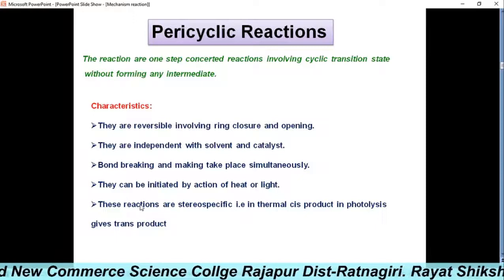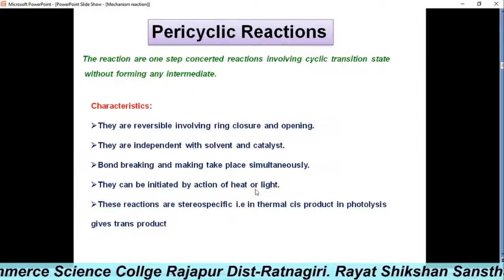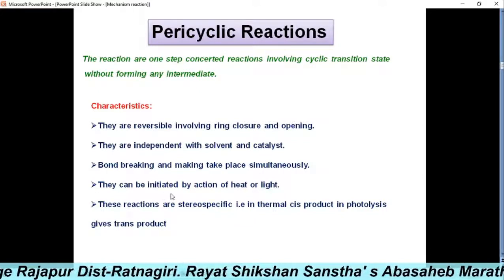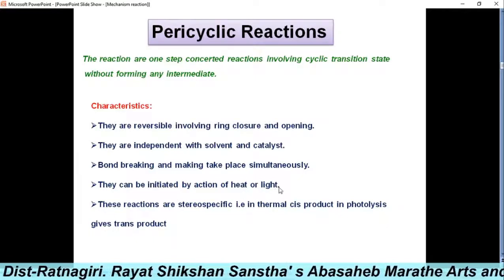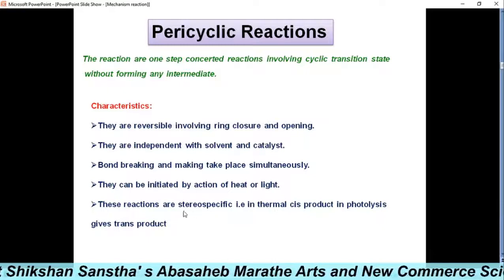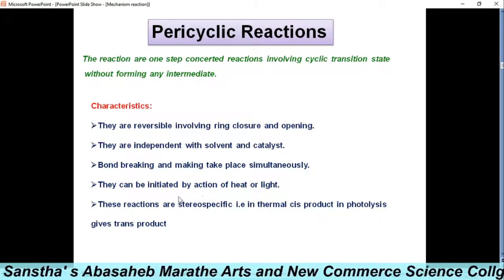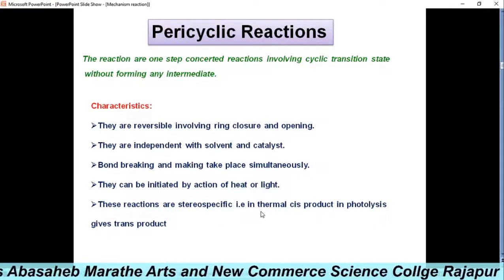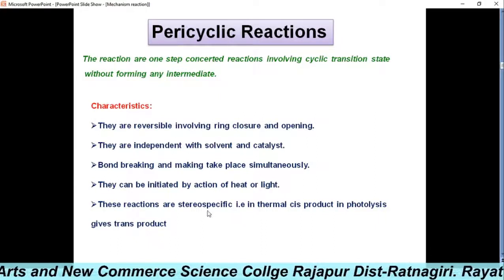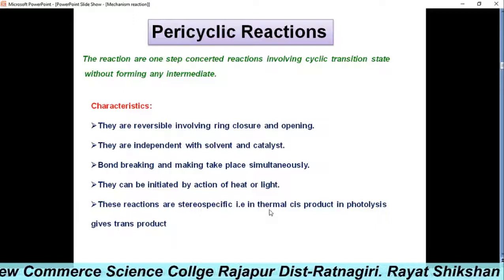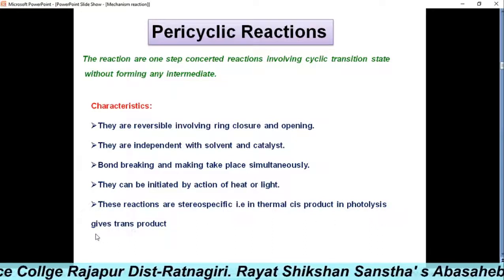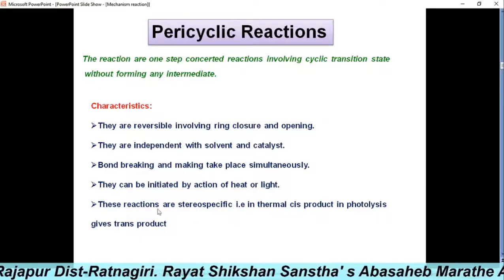Next characteristic: they can be initiated by the action of heat or light. This means that such a reaction can take place with the help of only heat energy or light energy. Next characteristic: pericyclic reactions are stereospecific. You know that stereospecific means that the thermal reaction gives the cis product, while photolysis gives the trans product. This is called a stereospecific reaction. We have seen that the thermal reaction gives the cis product and the photochemical reaction gives only the trans product as the major product. So the reaction is stereospecific.